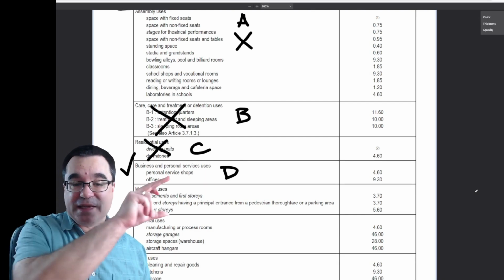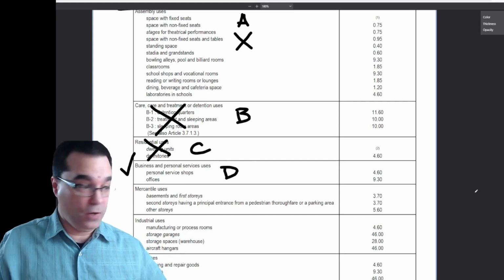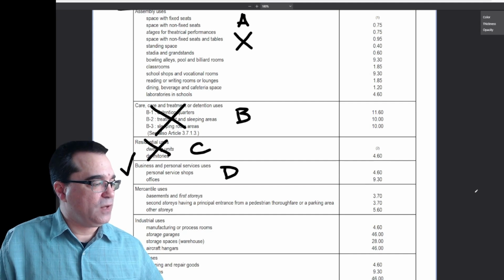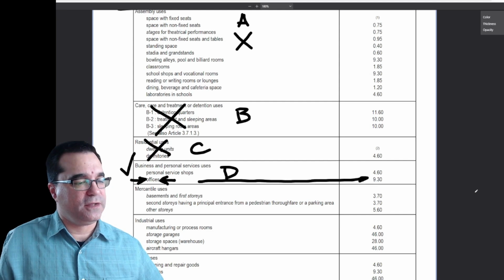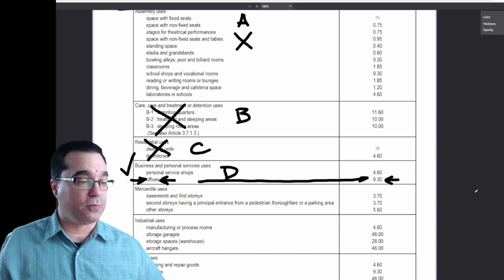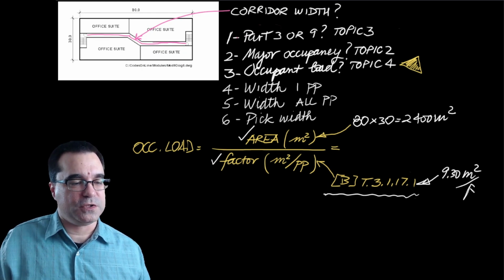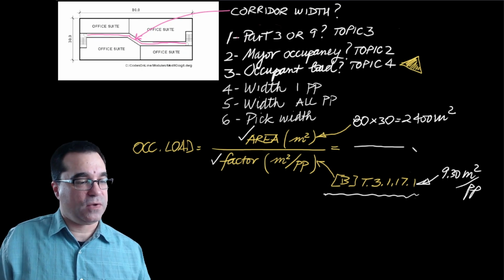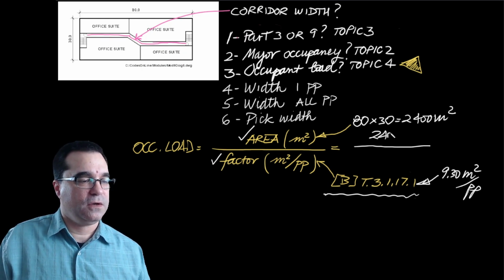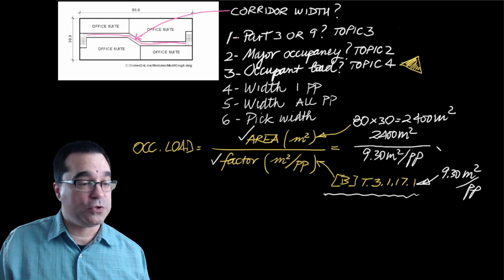And then inside that whole row, we then have to find the correct one that relates to office, which is what we have. So look at this. We actually have an entry for office right here, which then gives us this factor right here, which is 9.30 meters squared per person, which is then the value that we want to put in here, 9.30 meters squared per person. Okay, so let's write that out. It's 2,400 meters squared at the numerator, 9.30 meters squared per person at the denominator.